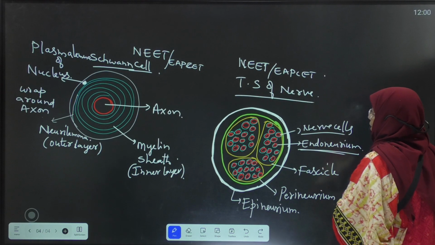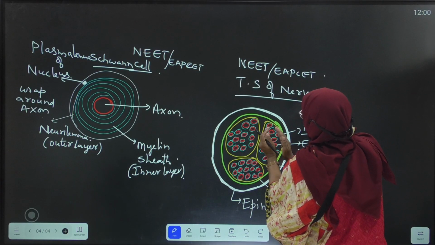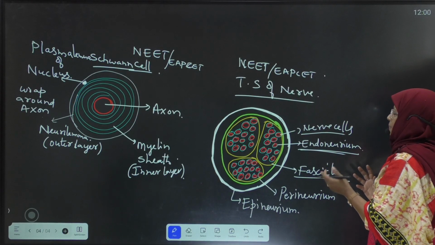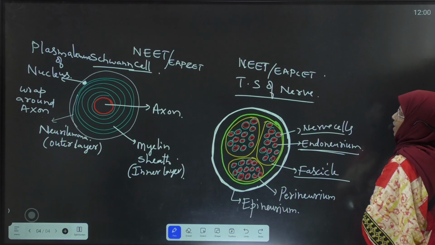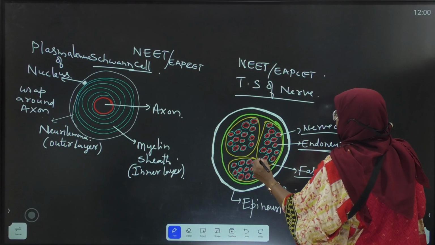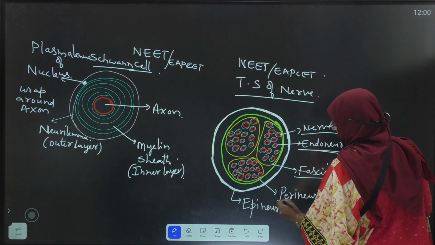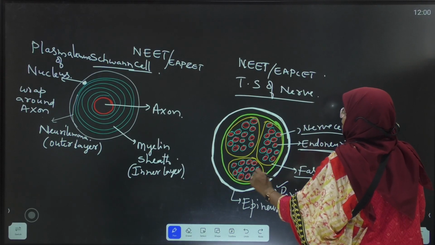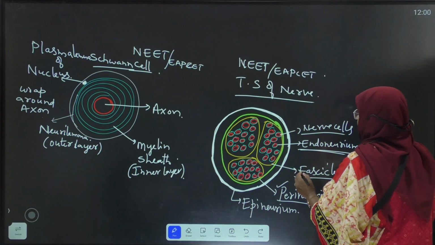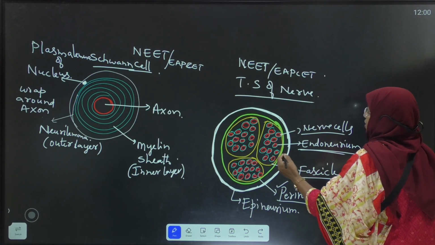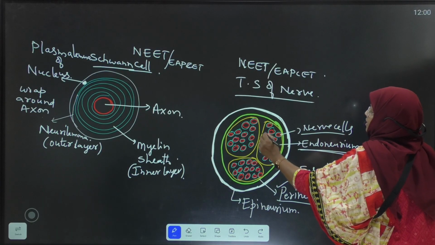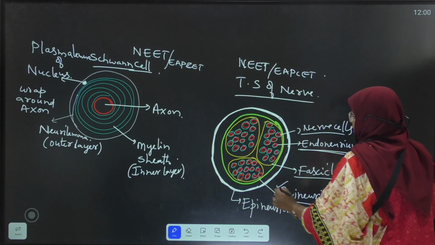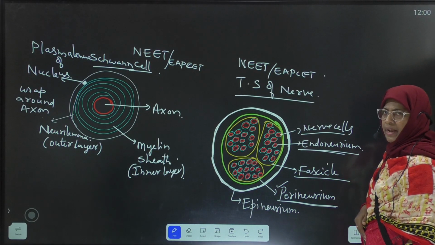Okay, endoneurium. Next, a group of nerve cells is called a fascicle. What is a fascicle? A group of nerve fibers or nerve cells is called a fascicle. Each fascicle is also covered by a connective tissue sheath called perineurium. This is one fascicle, this is another, and this is another fascicle. These fascicles are covered by a connective tissue sheath called perineurium.